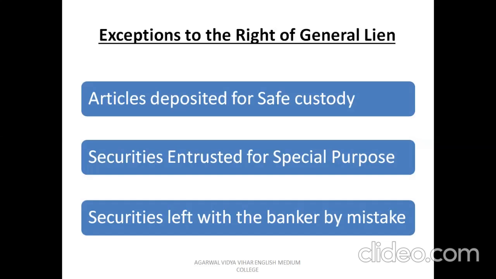At that time, the banker will call the agent of the customer, you can say. Why? Because the banker has to perform according to the instruction of the customer, and the banker cannot exercise the right of general lien on that property.